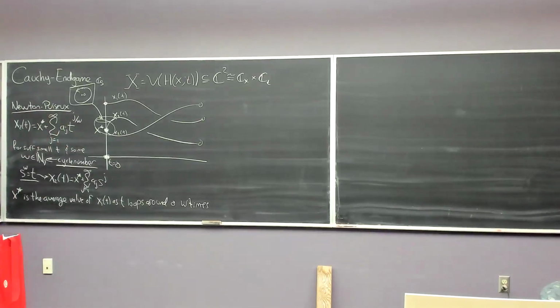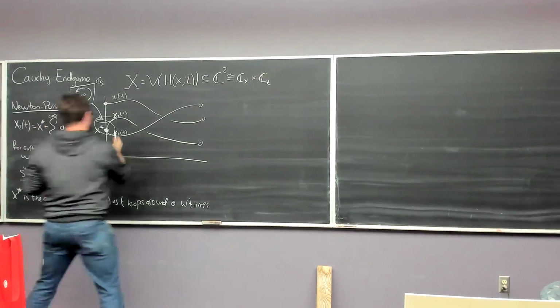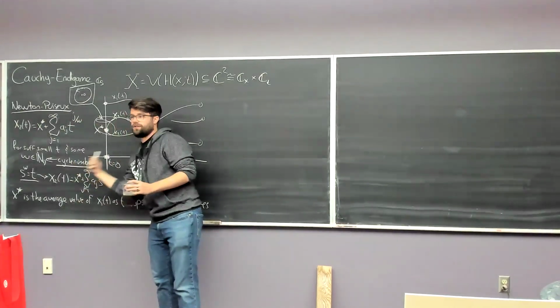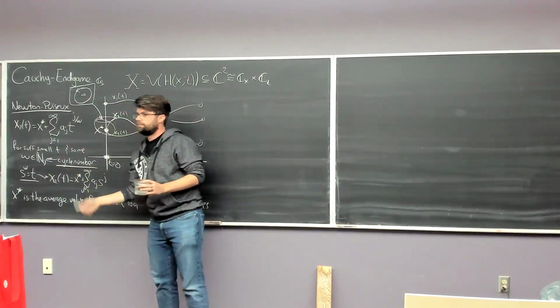The thing to remember is X star, the place you're converging to, is the average value of the path xi of t as t is looping around t equals 0, W times.